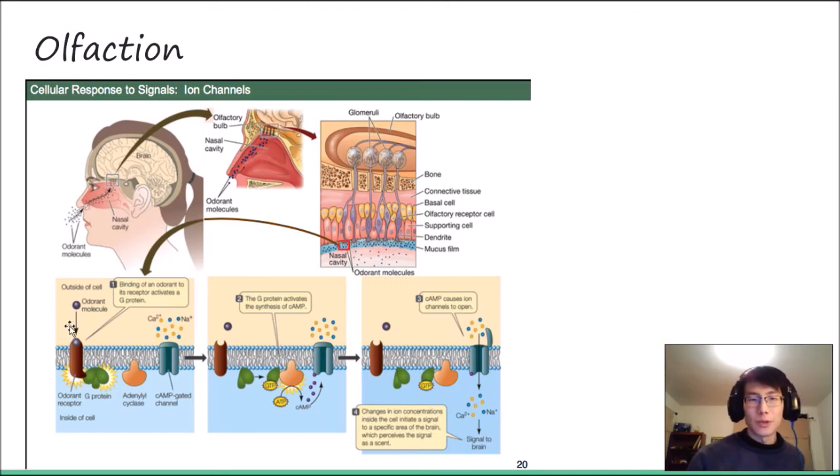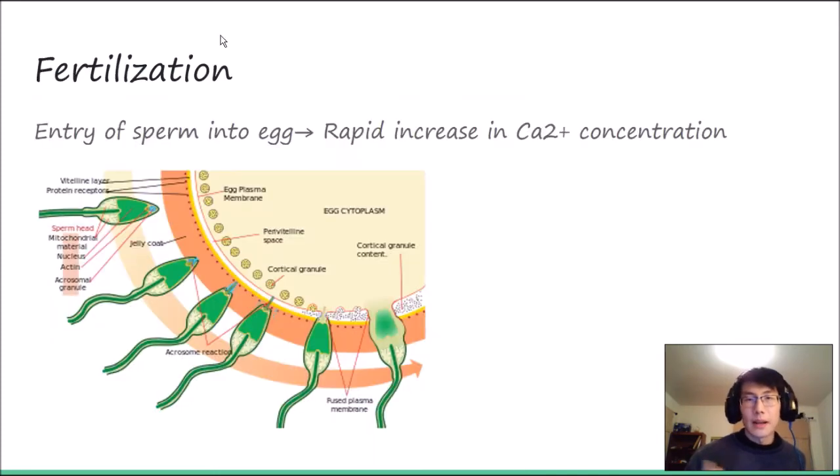And depending on what odorant molecule is bound and the activation pathway, that's going to initiate a signal that's specific to specific areas of the brain, which then you, as the individual, can perceive that signal as a specific scent. Ion channels also play a pretty big role in fertilization.